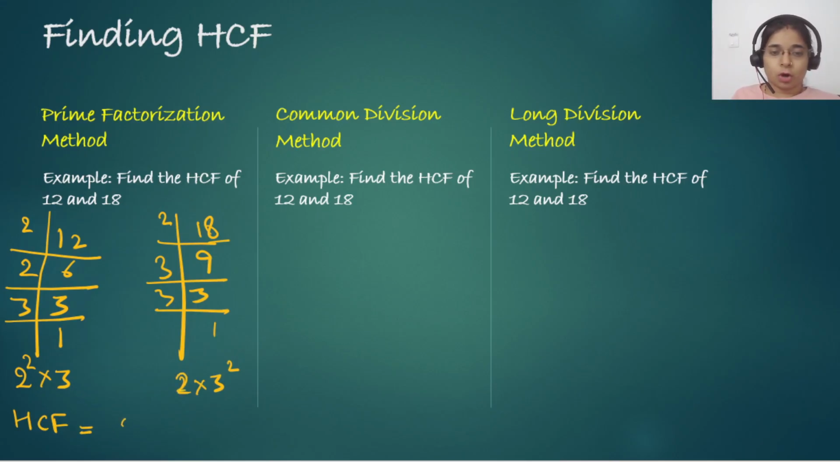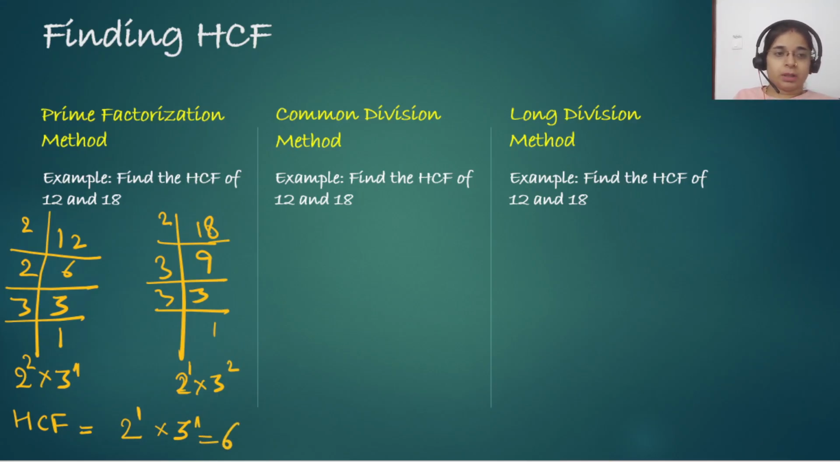So the common factors are 2 and 3. Both are common factors here, so we can take both. But remember, we only take common factors here. Now what is the least power of 2 here? It is 1, so we take that. And what is the least power of 3? That is 1 amongst all. So 6 will be the HCF.